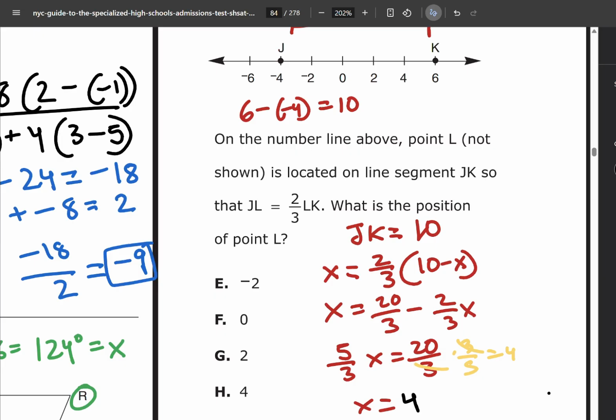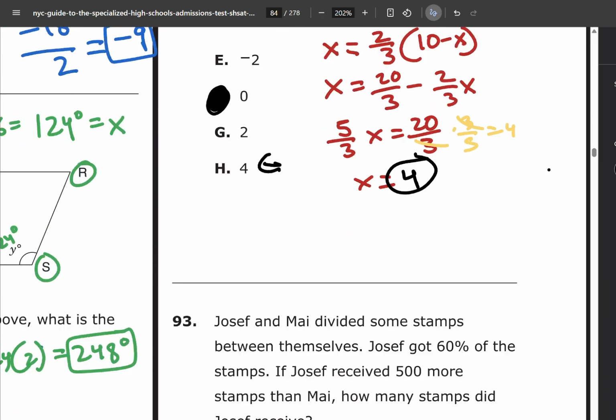Now, this does not mean that choice H is the answer. That is wrong. Do not fall for this trap. Remember, x is how far point L is from point J. So, 4 units away from J, which is -4, is at 0. So that means 0 is our answer. Do not fall for that trap, please.